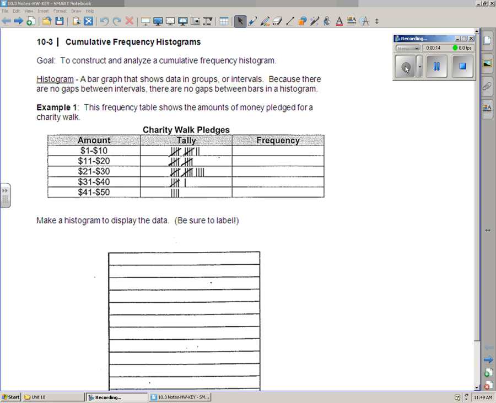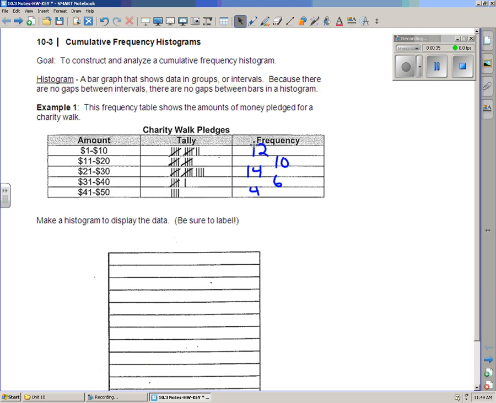So this frequency table shows the amount of money pledged for a charity walk. So all you need to do is add up all the tallies, and then those that pledged between $1 and $10 were 12 people, between $11 and $20 were 10 people, between 21 and 30 were 14 people, between 31 and 40 were 6 people, and between 41 and 50 were 4 people.